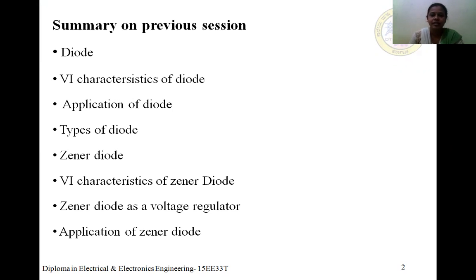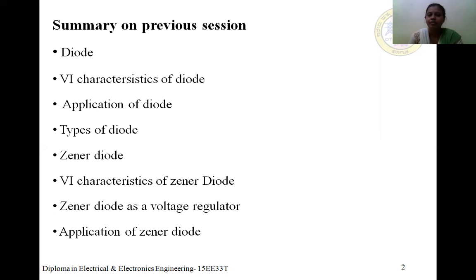Before going to this session, let me have a look at the previous session, what we studied. The first thing we studied in the previous class was the diode. This diode is a combination of P-type and N-type semiconductor, which has only one junction. This diode conducts in the forward biased condition. Next is the VI characteristics of diode. In this, we saw forward biased characteristics and reverse biased characteristics. From that, we are able to understand how this graph has been plotted.